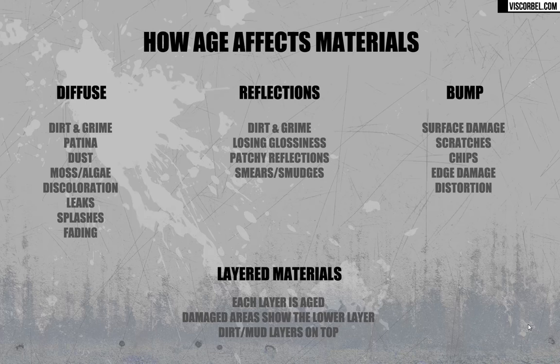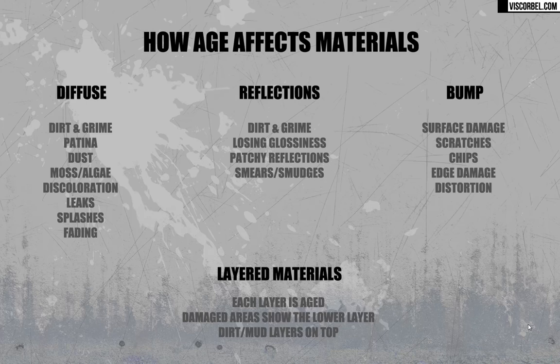Let's talk a bit about some basic theory. So I made a little list that shows how age affects materials. And the three main components of the material are diffuse, reflection, and bump. And let's look at how each of those maps are affected by age, weather, wear and tear, and so on. So let's start with the diffuse.